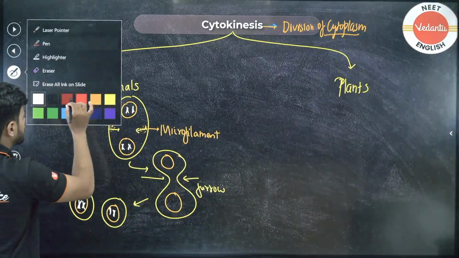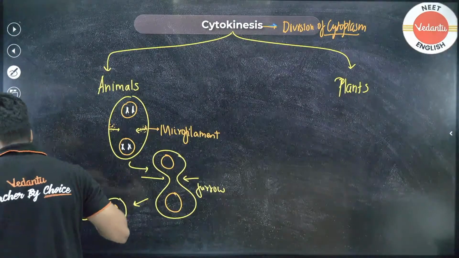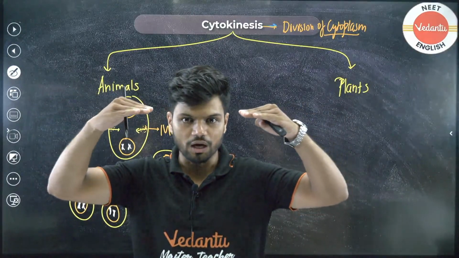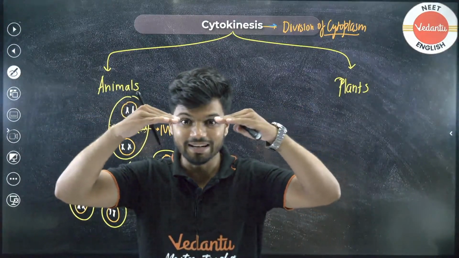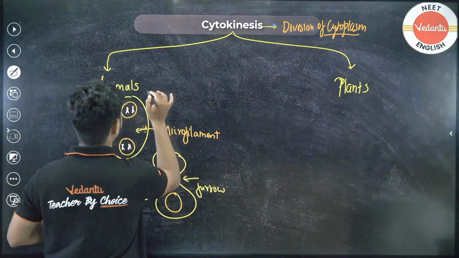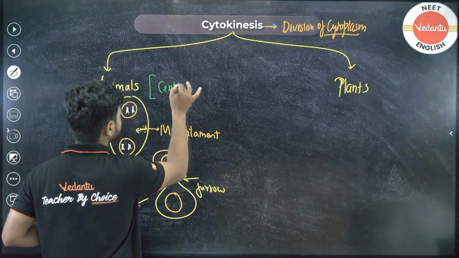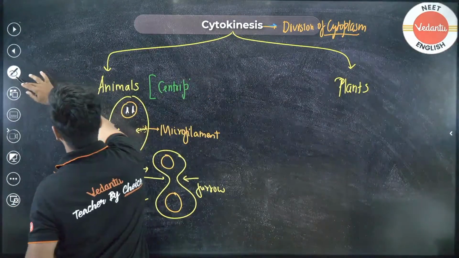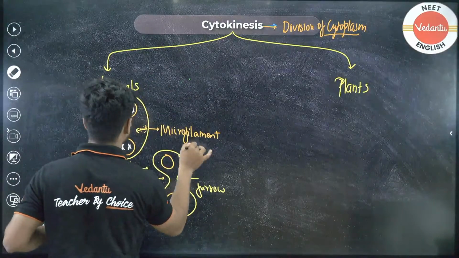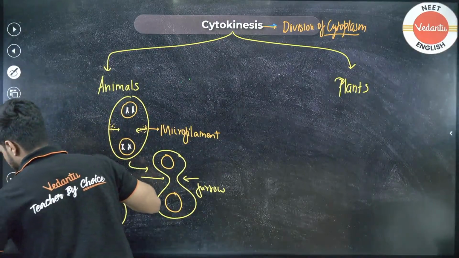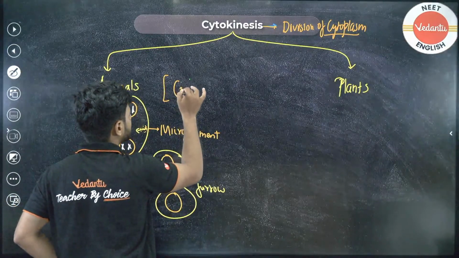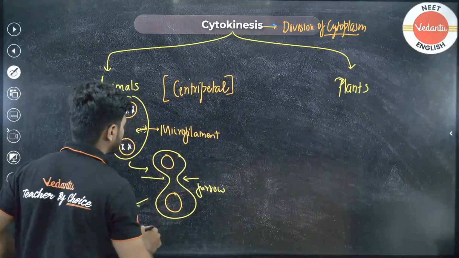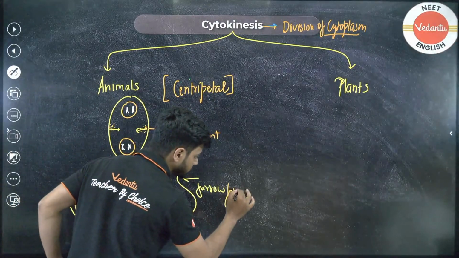Now, a little bit of physics. From outside to inside, you're pinching. What is this force called? Centripetal. Yes. So this type of division is called centripetal, where furrow formation is happening.